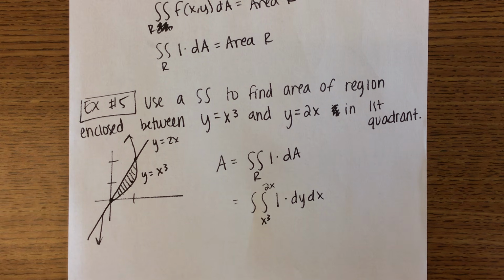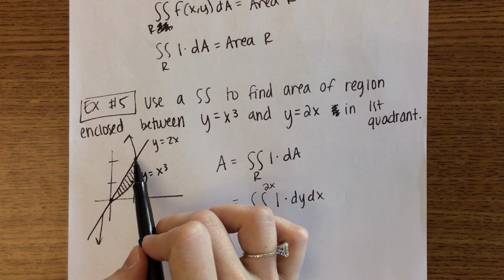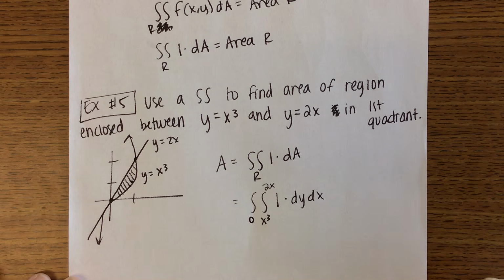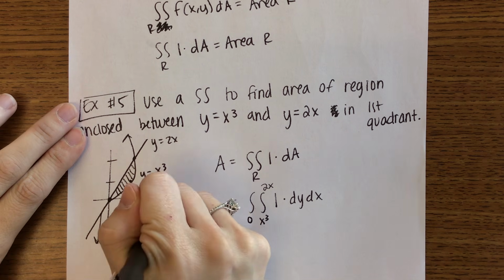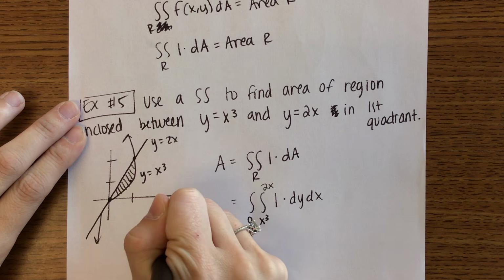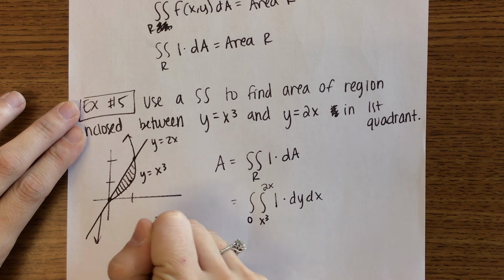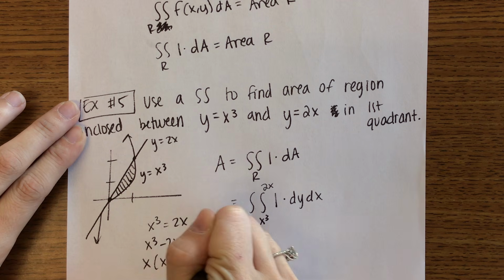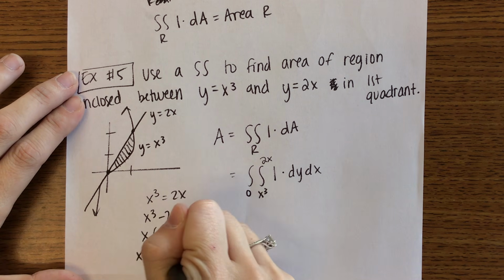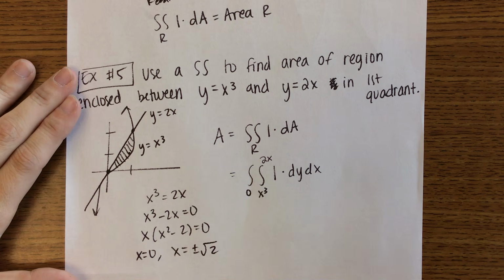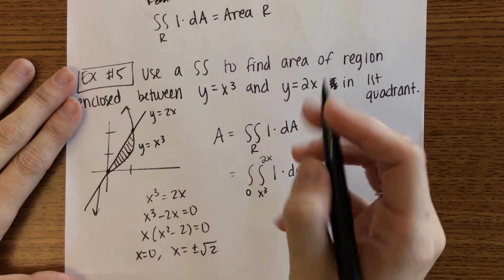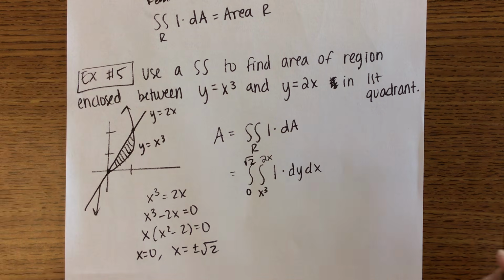Okay, and we are going to have to find this point of intersection. That one is just x equals 0. So if we set that x cubed equal to 2x, factor out an x, we get our x equals 0, which we already knew, and then plus or minus root 2. So at this point, x is root 2. So that would be your upper limit.